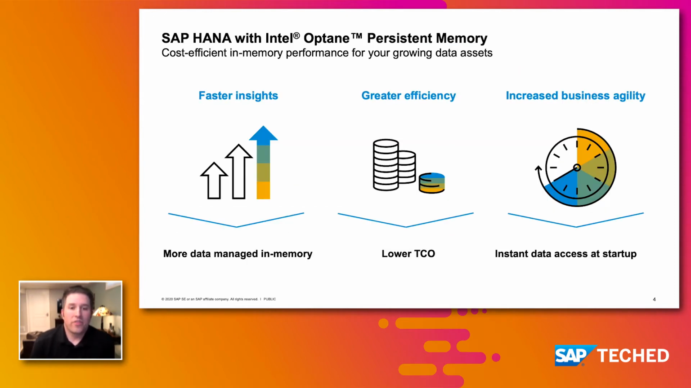So already over 31,000 direct customers have taken advantage of these capabilities of HANA. And today I'm going to talk about HANA support for Intel Optane Persistent Memory and how you can use that technology with HANA to manage more of your data with a lower TCO while also increasing your business agility.